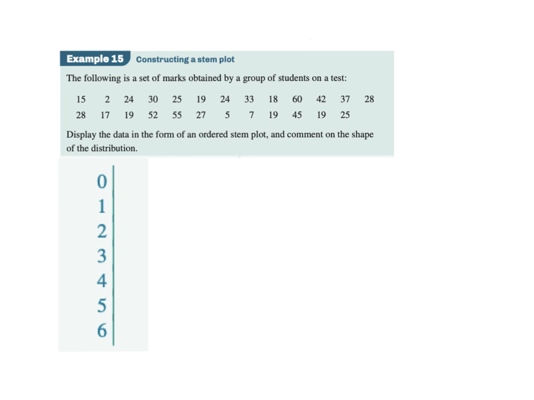All right, so here's an example. Let's go through this one for the stem and leaf. The following is a set of marks obtained by a group of students on a test. Display the data in the form of an ordered stem and leaf plot and comment on the shape of the distribution. All right, let's go and pop that through.